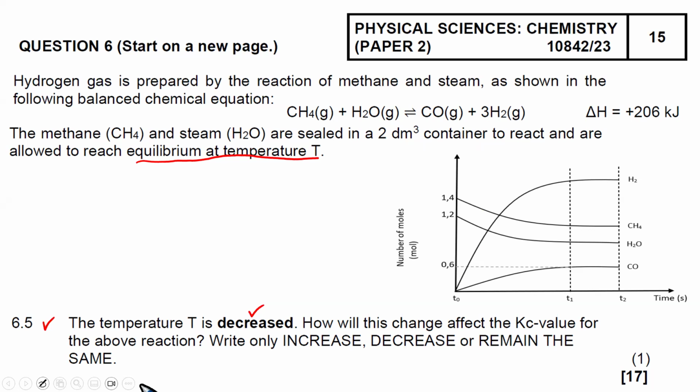Let's reason this together. We're dealing with a situation where the temperature of the equilibrium system is now decreased. How will this change affect the Kc value? The examiner wants to know how the Kc value is going to be affected. We need to write the words increase, decrease, or remain the same.